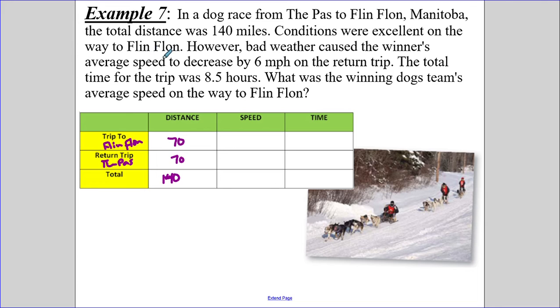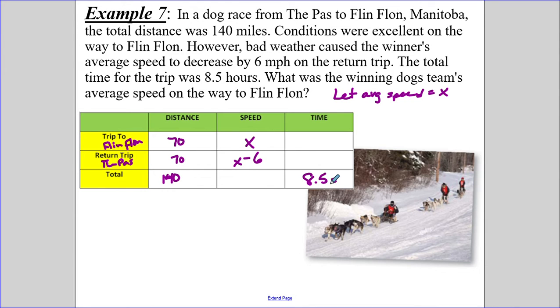Conditions were excellent on the way, so we assume they're traveling at an average speed on the way to Flim Flon. So we need to let our average speed equal x. Now it says that on the way back, the weather was bad, and so they had to decrease their speed by 6 miles per hour on the return trip. And then the total trip was 8.5 hours.